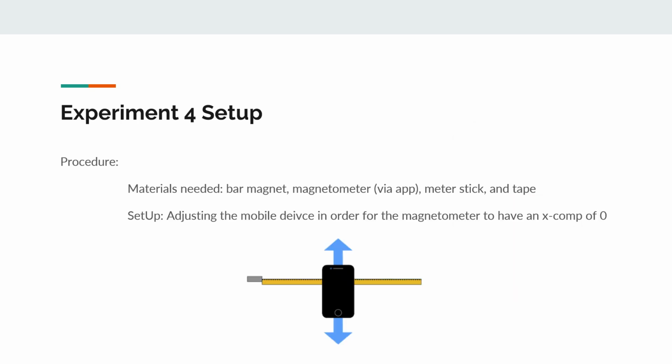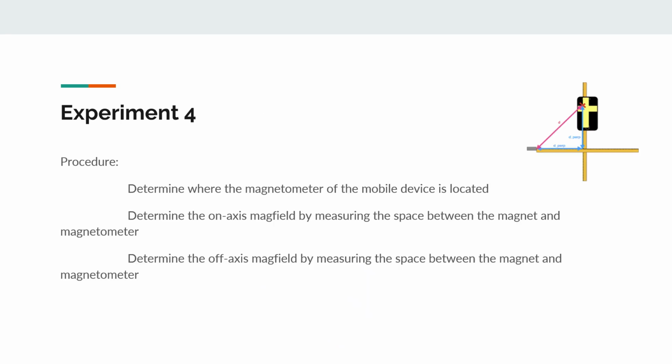For the procedure, some materials needed are a bar magnet, a magnetometer, a meter stick, and tape, where we will adjust our mobile device in order for the magnetometer to have an X component of 0. Then we will need to determine where the magnetometer of the mobile device is located, as well as determine the on-axis magnetic field by measuring the space between the magnet and magnetometer.